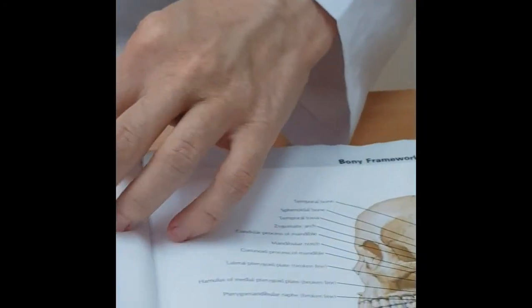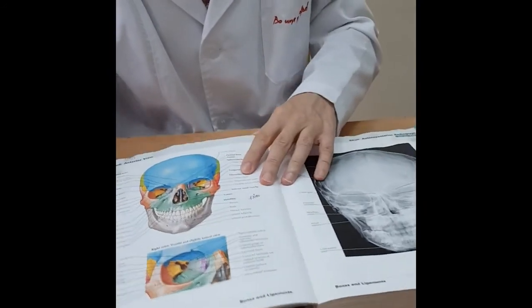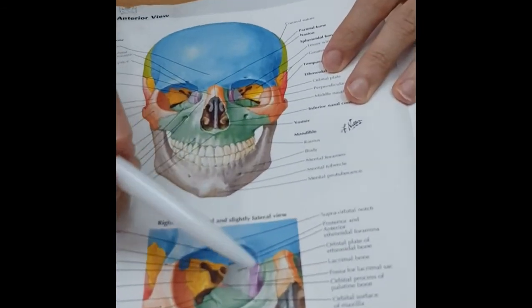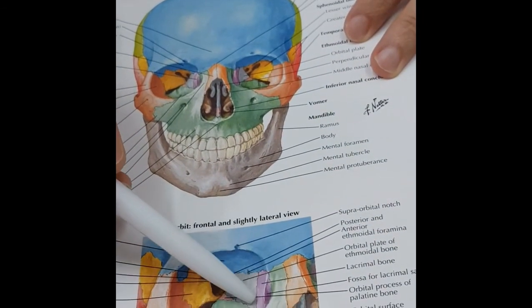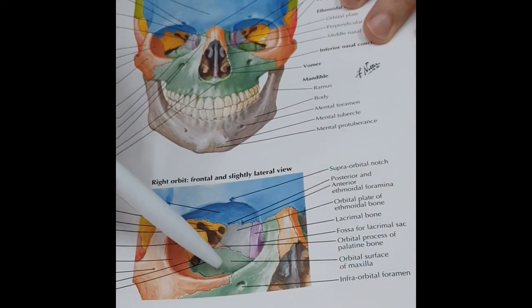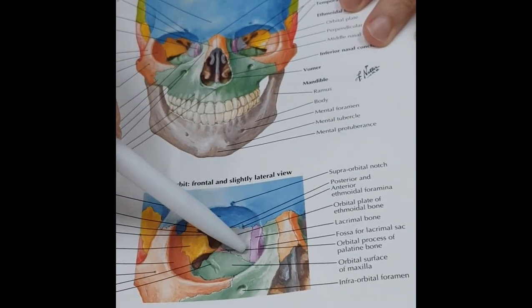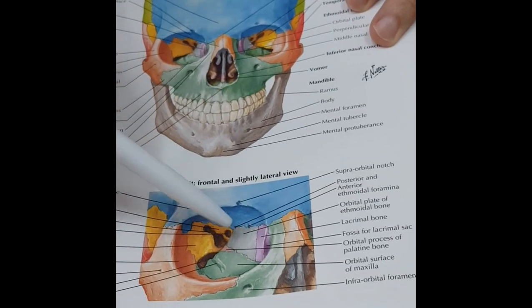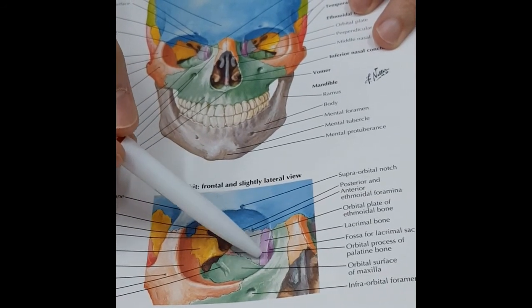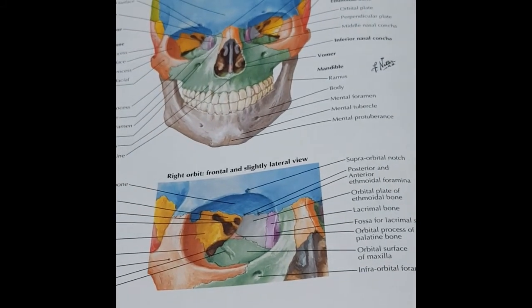Let's see here this lacrimal bone. Here we can see the orbit, and this purple color is the lacrimal bone. It's located between the frontal bone, maxilla, the orbital plate of the ethmoid bone, and the frontal bone, and forms the medial wall of the orbit. So it's the lacrimal bone.